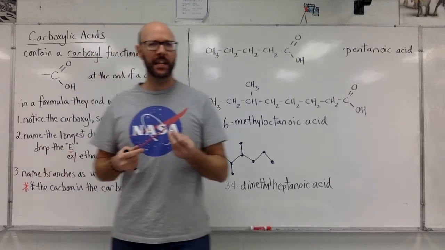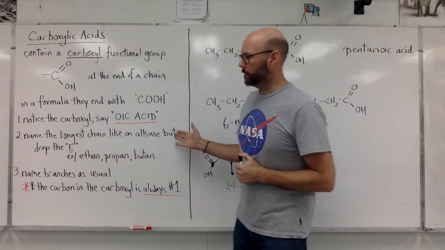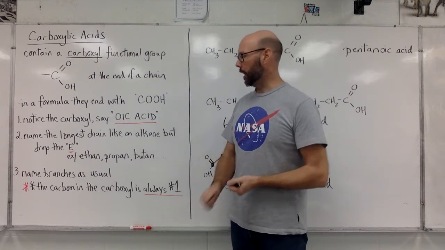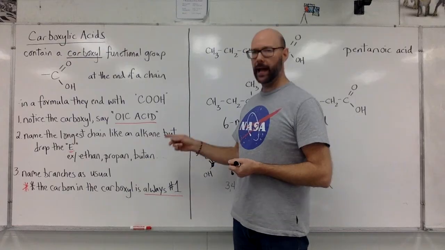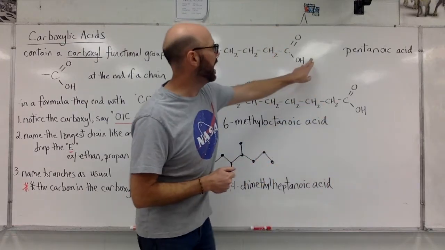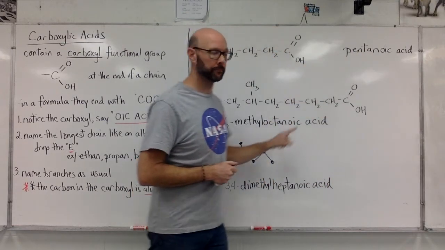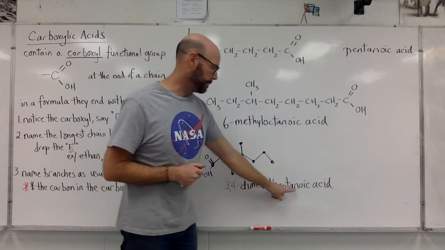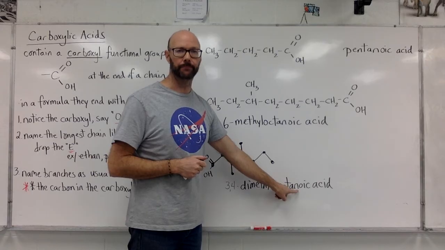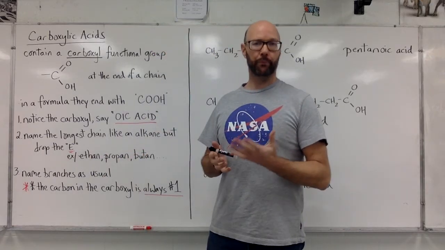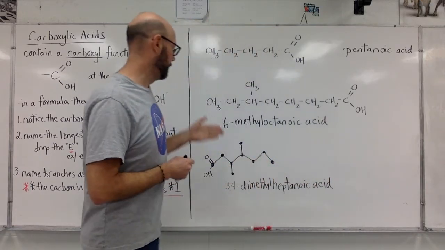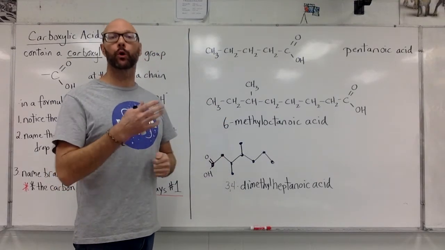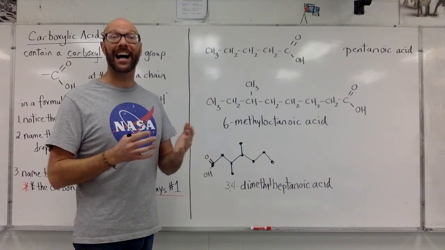We have this slightly new way of naming the longest chain. Name it like it was an alkane, but take the E off. Ethan, propan, butan. Here we had 5, pentan, octan right there, heptan in the last example. We're going to name our branches in the traditional way: methyl or dimethyl, ethyl, fluoro, chloro, bromo even, iodo.